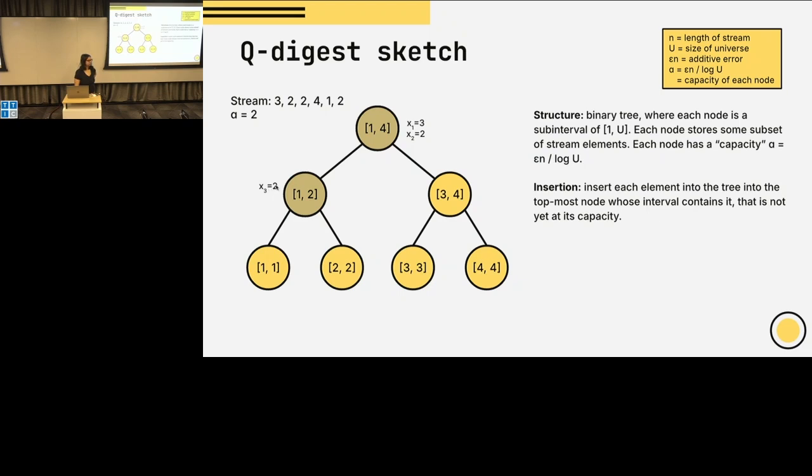Okay. Oh, so those intervals existed prior to the stream. Yeah, the intervals existed prior to the stream, and the property that we're going to need to satisfy is that if an element is inserted into some node, then that element was inside the interval. So U is 4 here in this case? Yeah, U is 4 in this case.